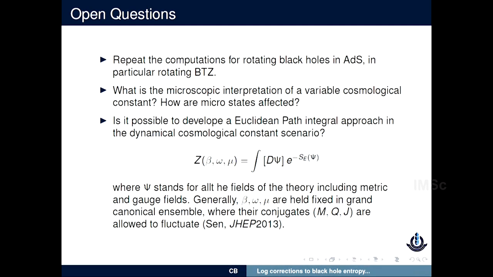So this partition function is there in Sen's paper, and one could try to do the computation in a grand canonical ensemble. Here we are in an isothermal isobaric ensemble where we took the central charge essentially to be fixed. One should repeat the computation in a grand canonical ensemble to see further progress.